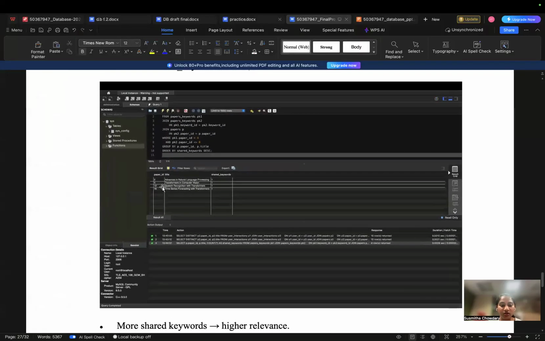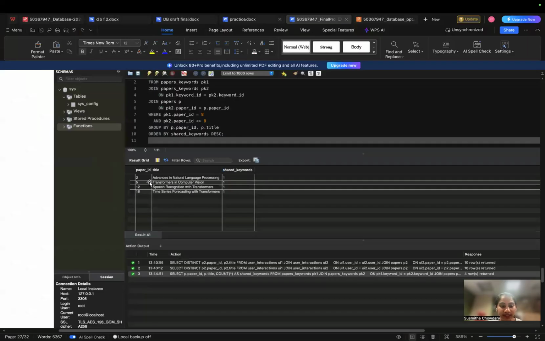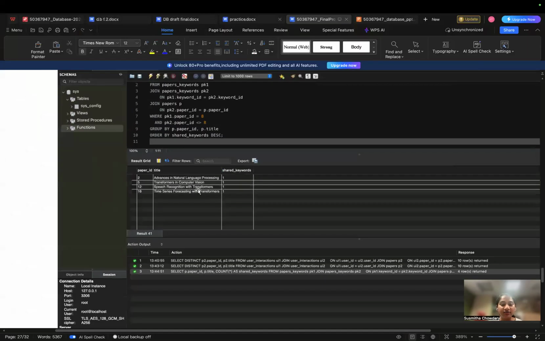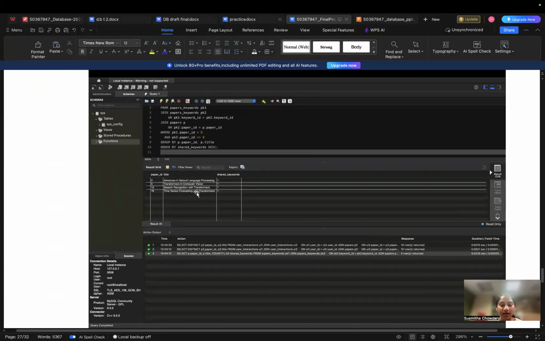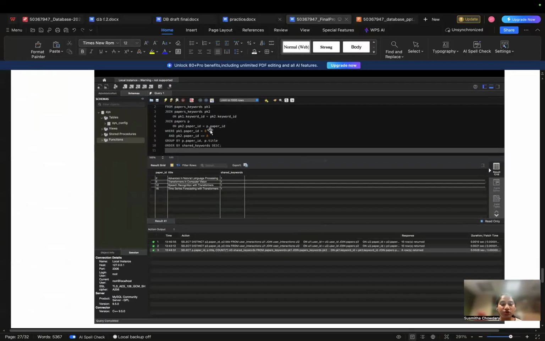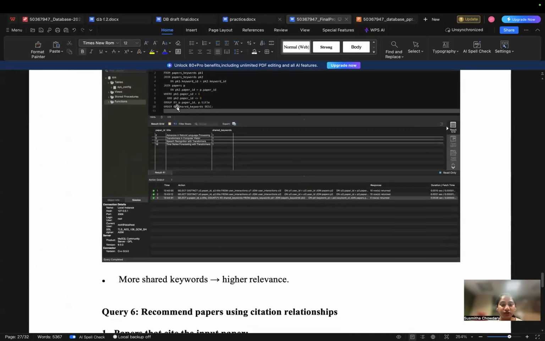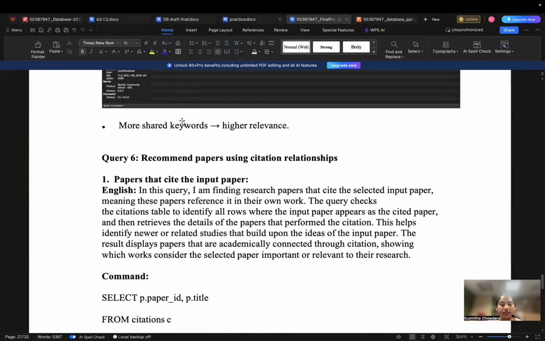These are the titles of papers that have more shared keywords. If the shared keywords are higher, the relevance of these papers is also higher. That's what I took to retrieve the papers, and that's what I have written in the query. I've used join, where, group by, and order by clauses.